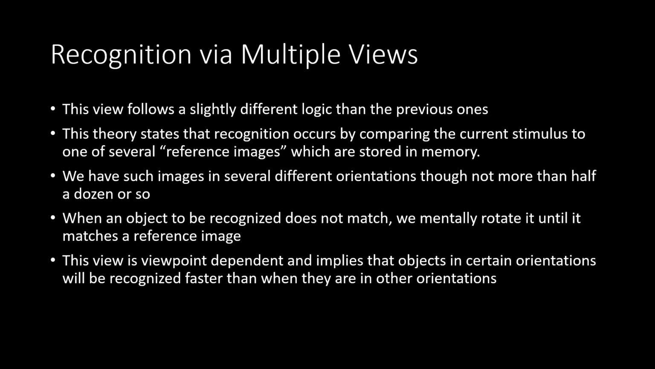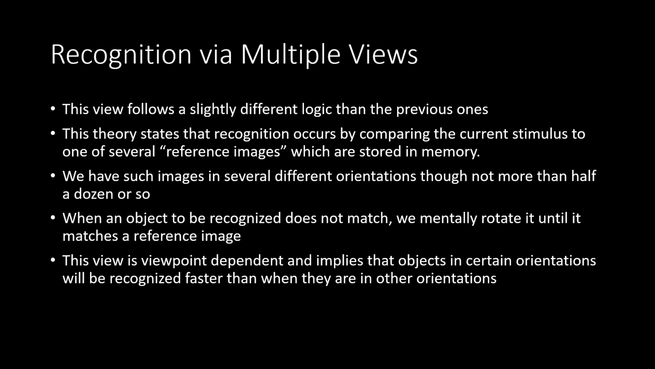Now, when an object does not directly match what your reference images are, we have to rotate our imagery in a mental fashion. You can't actually rotate what you see. Well, sometimes yes, but a lot of times no. You can mentally rotate it, however, and you will do this until it matches one of those reference images, at which point you will have recognition and know what it is. So this view, unlike the previous one, is viewpoint dependent. It matters what orientation you are looking at this object from, as this will change your ability to recognize it.